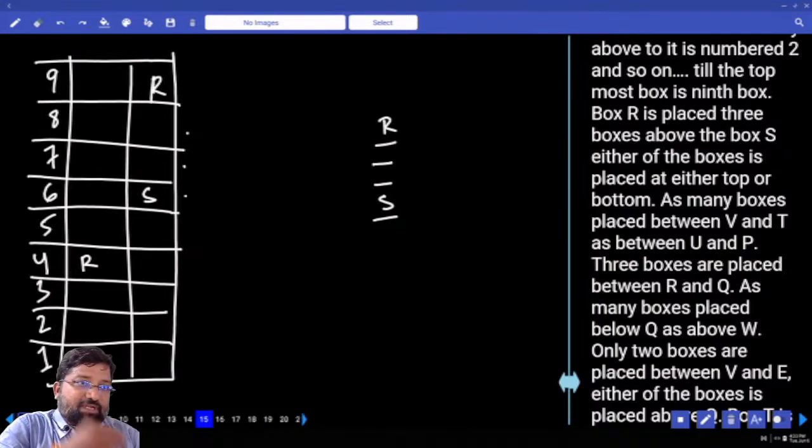Three boxes above means stop exactly at the third place. Don't go to the fourth place. This question is not about the number of boxes between R and S being 3. R is placed 3 boxes above. Clear? Next line.